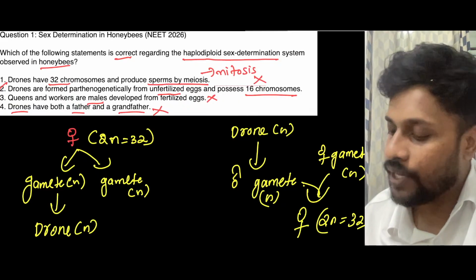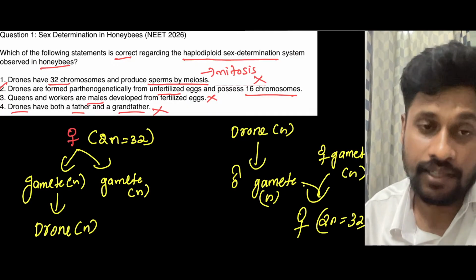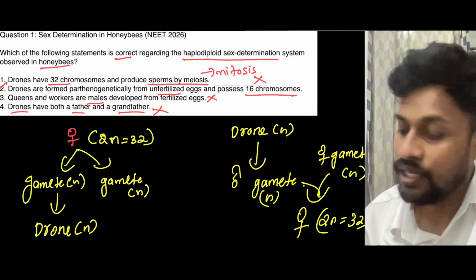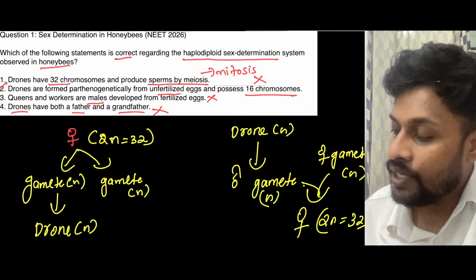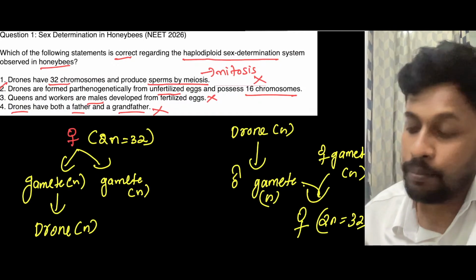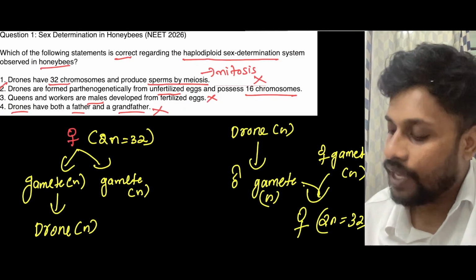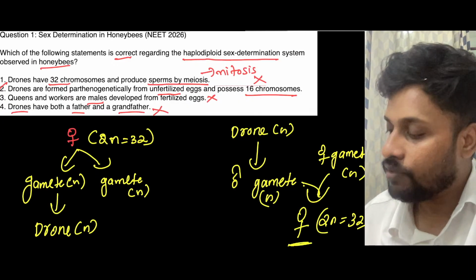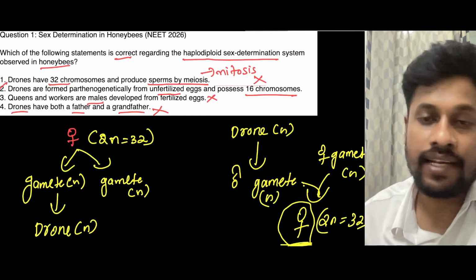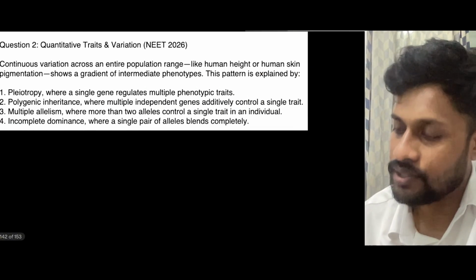So here you can see that drone are having mother but do not have father, but they have grandfather because this mother formed from a father only. Now drone can have daughter but not son, right? But they can have grandson because this female can produce another son, so they can have grandson. Okay, I hope you know all these things.